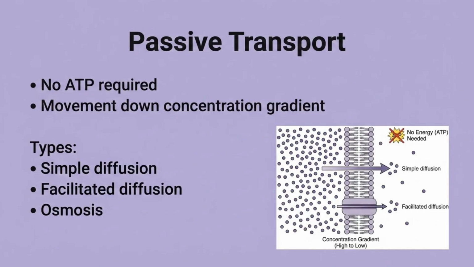Passive transport is the movement of substances across the plasma membrane without the use of cellular energy. No ATP is required. Instead, movement occurs because molecules possess kinetic energy. They are in constant motion and naturally spread out from areas where they are more concentrated to areas where they are less concentrated. This movement down a concentration gradient continues until equilibrium is reached. Passive transport includes simple diffusion, facilitated diffusion, and osmosis. Each process depends on the structure of the membrane, but does not require energy input from the cell.